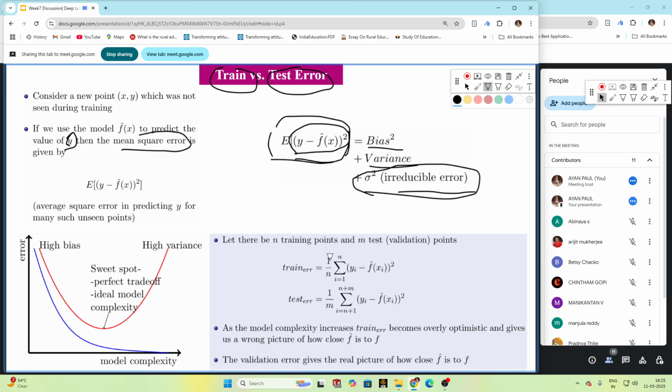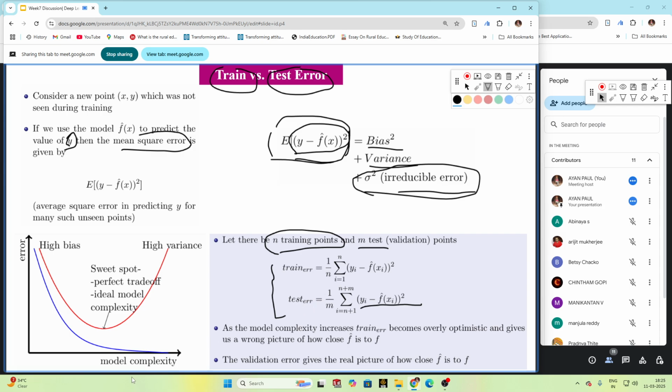Now, train error: first we are training our model with n training points. The error that we will be getting here is our train error. Now we have m other data points for testing the model. So this is our test error. Test error will be 1 by m, and this thing is the same. So there are two errors: one is the train error and another one is the test error.